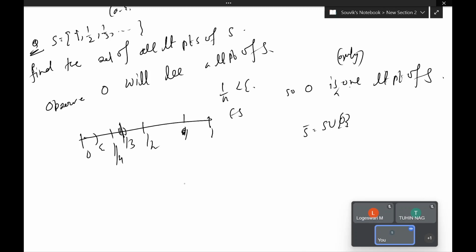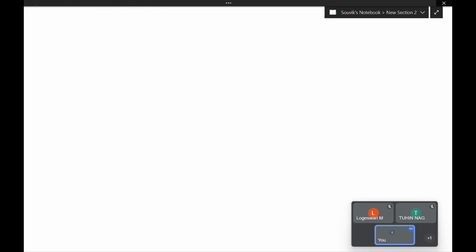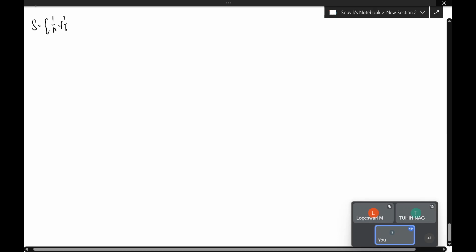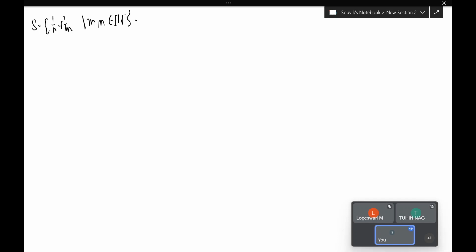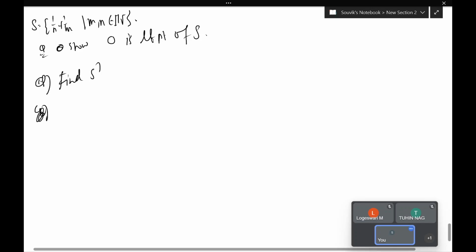Consider the following question. Take S to be the set of 1/n plus 1/m, where n and m belong to the natural numbers. The first question is: show that 0 is a limit point of S. The second question is: find S dash. So we are given the set S equal to 1/n plus 1/m. We need to check that 0 is a limit point and find S dash, the set of limit points. Just think about it. I will be back within 2 minutes.